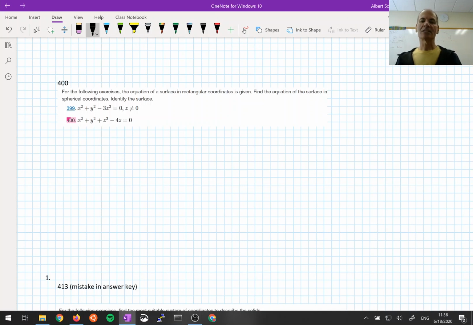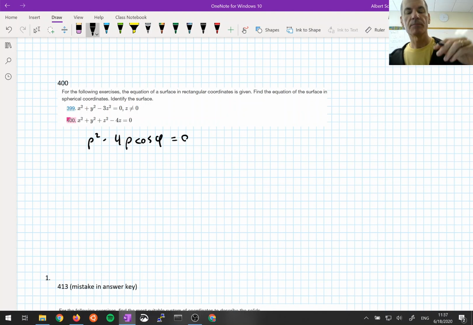Drop it all in there, start cranking away, doing trig identities, and simplify. Or I could just note, hey, x squared plus y squared plus z squared is actually rho squared, right? And then just put the equation in for z. Z is rho cosine phi equals 0. And I'm done. I have eliminated all of the Cartesian variables. All right, so we can simplify this a little bit.